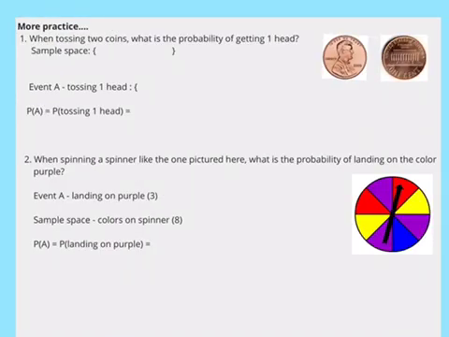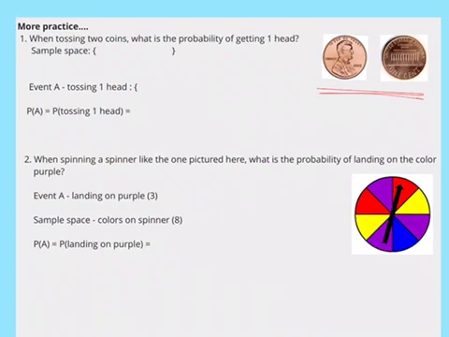Let's look at another example. This time, instead of looking at a standard die, we're going to look at a coin. And suppose that we're going to be tossing 2 coins, and we want to determine the probability of getting 1 head in the tossing of 2 coins. So for example, what I have drawn here, I have 2 coins and 1 head appears.